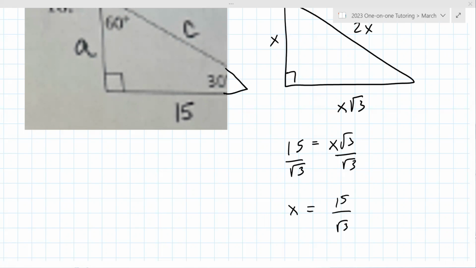No problem. All right, so go ahead and solve this for x. You will need to rationalize. Let me know what you come up with for that.